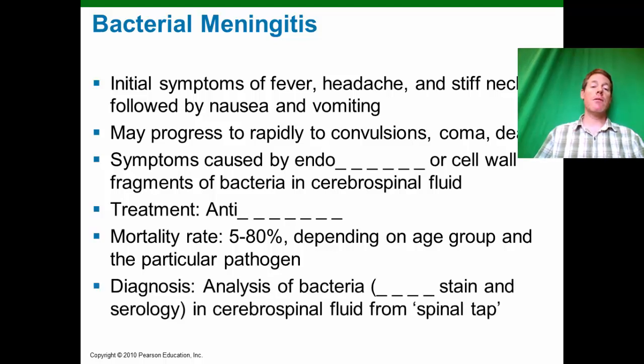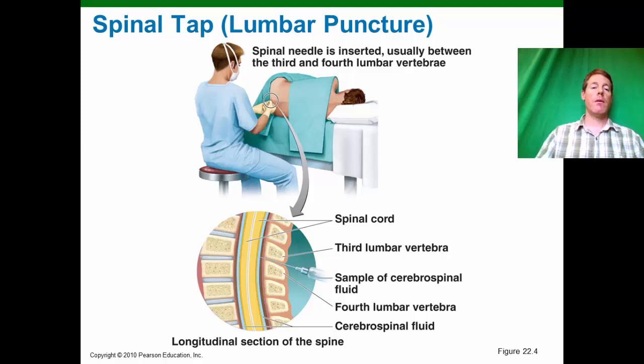Diagnosis of this disease involves analysis of bacteria to find out what kind of bacteria are involved, if any, by examining the cerebrospinal fluid. And for this, you need to use a technique called a spinal tap. And I'll show you a diagram of that in a moment. Spinal tap is also referred to as a lumbar puncture. In this procedure, a needle is inserted usually between the third and fourth lumbar vertebrae, as shown in the inset diagram on the bottom.